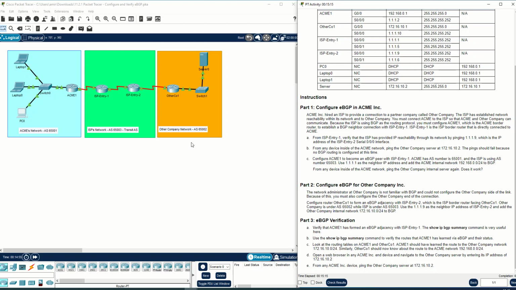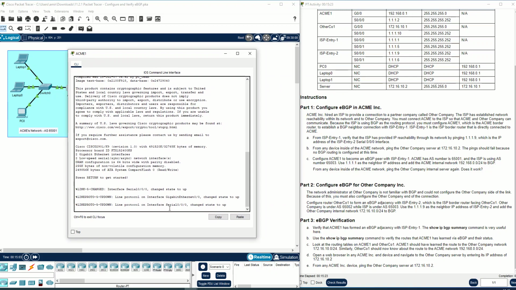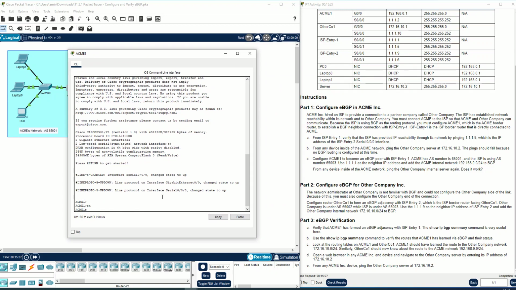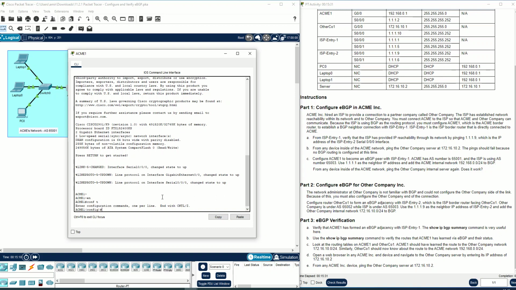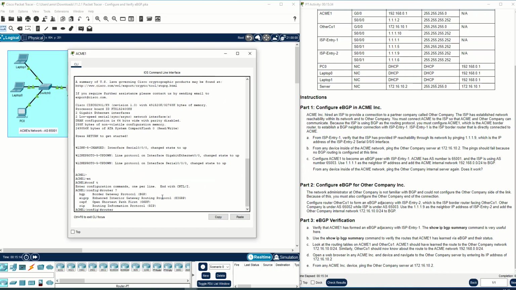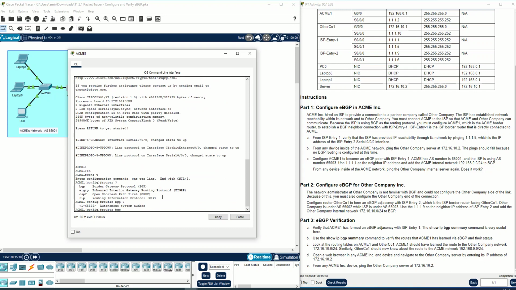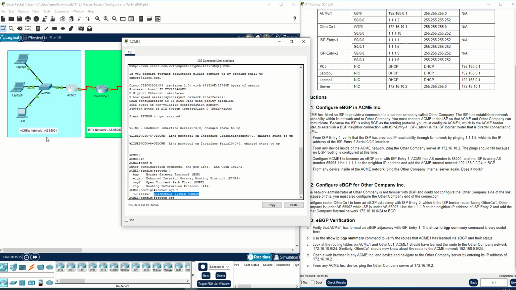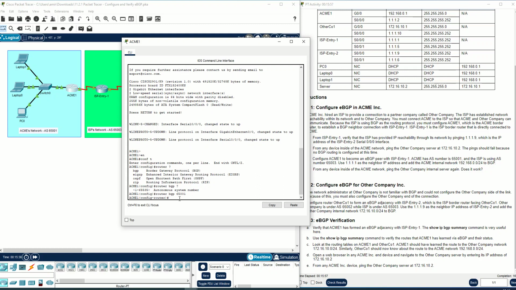Does it work? Okay, first we should go to the ACME network router here, enter global configuration mode, configure terminal, and we should use router bgp. And as you can see, we need autonomous system numbers. What is the autonomous system number here? Because we are in router ACME1, this is our autonomous system number 65001, and we are activating the BGP routing protocol by defining the AS number, as you can see here also.